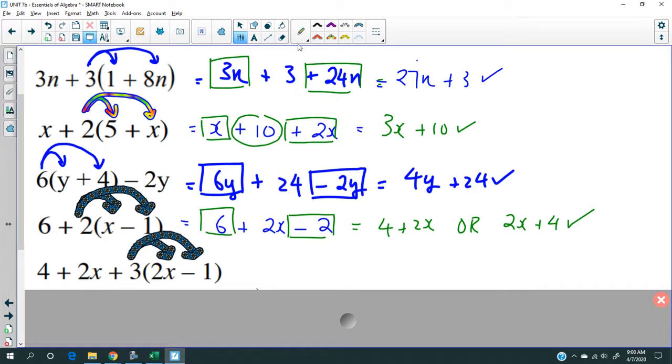Right? So what does that mean? Well, that means we gotta do that first. So okay, all right. I'm gonna rewrite these two terms up here first, okay? And we rewrite because we're all really cool kids. So plus, now, 3 times 2x. What's 3 times 2x? Yeah, 6x, right? Minus 3 times 1 is 3.